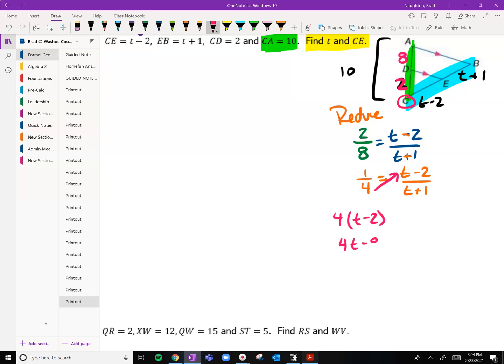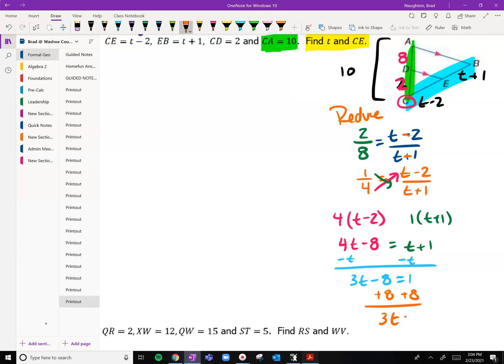So we get 4t minus 8 when I distribute. And then going the other way here, 1 times t plus 1 is going to give me t plus 1. So I'm now going to go ahead and move this t over. I'm going to get 3t minus 8 is equal to 1. Look, I'm going to get a nice, easy number as opposed to a nasty fraction. So when I divide both sides by 3, t is 3, which is great.